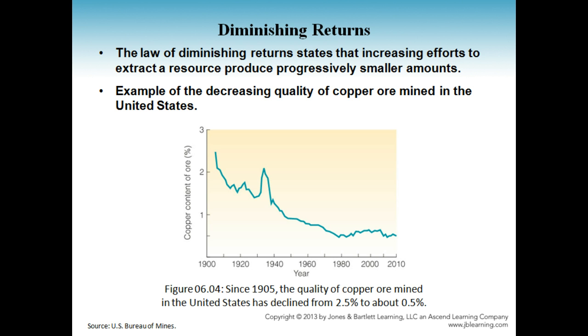This causes an economic condition called the law of diminishing returns. The law of diminishing returns states that increasing efforts to extract a resource produce progressively smaller amounts of that resource. An example of decreasing quality is shown in this graph: the decreasing quality of copper ore mined in the United States from the 1900s all the way down to 1980, where it starts to plateau off.